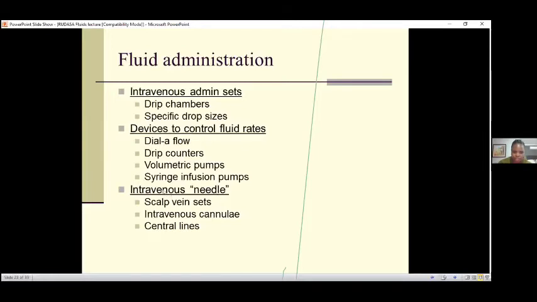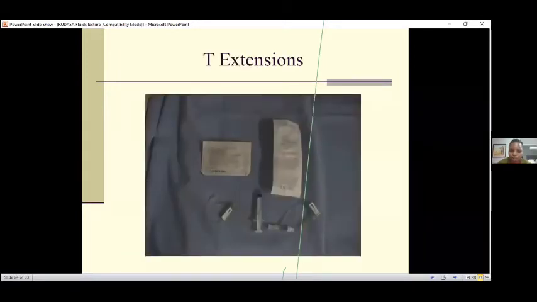Then there's the intravenous needle. There was a scalp vein set, the butterfly, which I can't see in our setting. Then there's the usual intravenous cannula and the central lines for very advanced centers. I just took a few pictures of what is luxury.